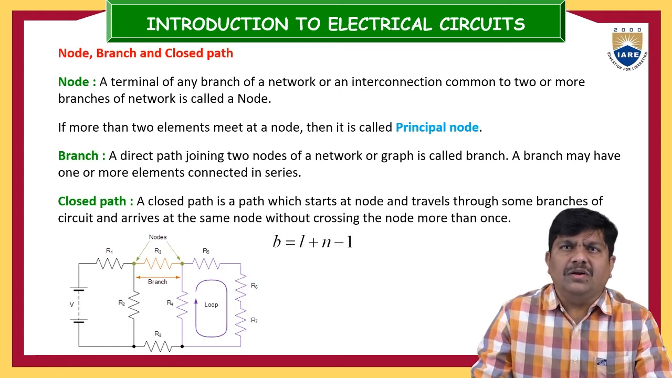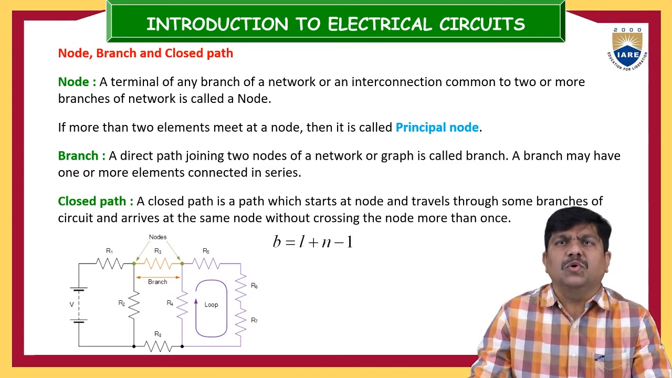Now there is a formula to find out how many branches there are in any closed loop. The number of branches is equal to the number of loops plus the number of nodes minus 1. Of course, this formula will be very helpful for us in the forthcoming videos.